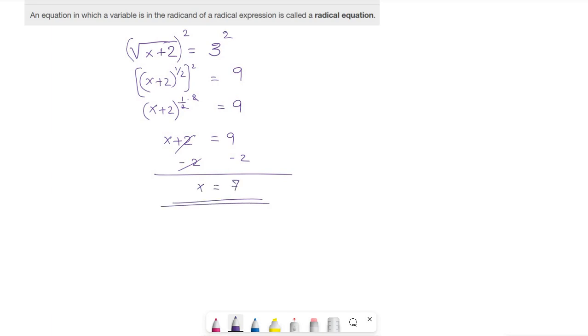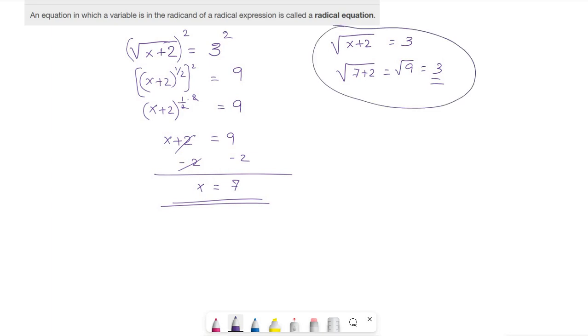Okay, so if we put x is equal to 7 in the above equation, square root of x plus 2 is equal to 3. So if we put 7 here, square root of 7 plus 2 is equal to square root of 9, and that will be 3. So that satisfies the equation. So that is the solution of a radical equation.